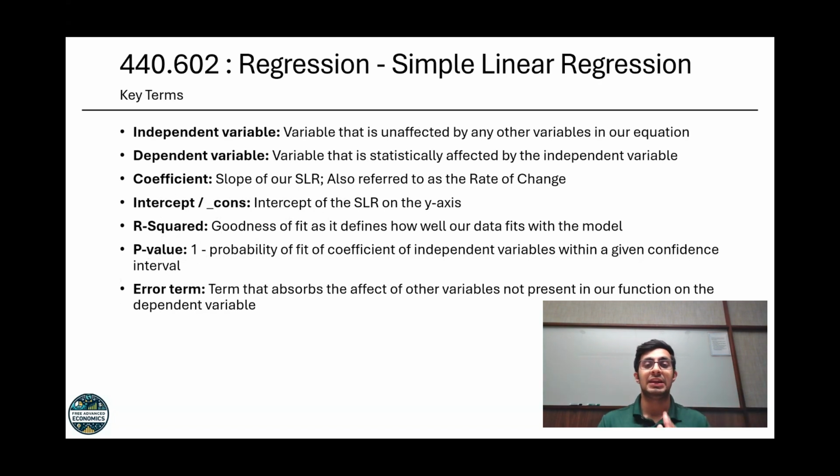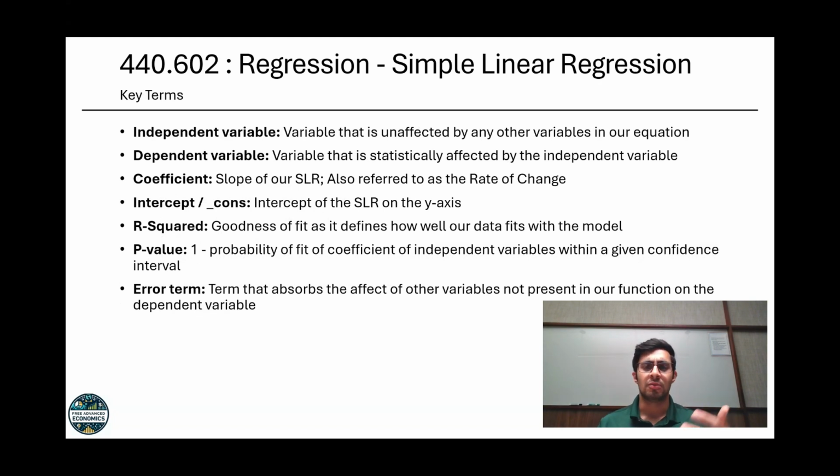Dependent variable is the variable that is statistically affected by the independent variable. Now, there can be more variables affecting it, and that is what is absorbed in the error term. We'll talk about the error term soon. The coefficient, the slope of a simple linear regression, the m that I talked about, is called the coefficient. In other words, it's also the rate of change. So when we try to interpret our simple linear regression model, we say that a change in an independent variable causes an x, or the value delta change in our dependent variable.